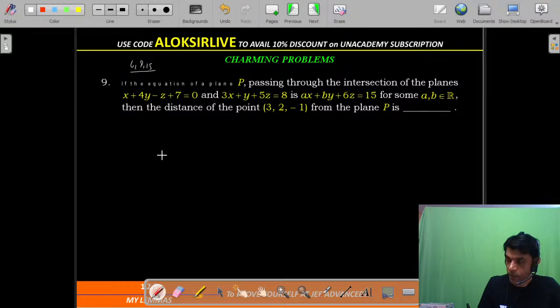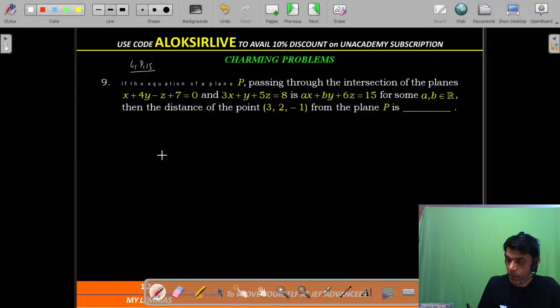And in fact here, plane passing through the intersection of two planes. So what you are writing is that, okay, these two planes are given. So I write x plus 4y minus z plus 7 plus lambda times 3x plus y plus 5z minus 8 equal to 0. So I can write the plane as 1 plus 3 lambda x plus 4 plus lambda y plus minus 1 plus 5 lambda z plus 7 minus 8 lambda is 0. So we get like this.